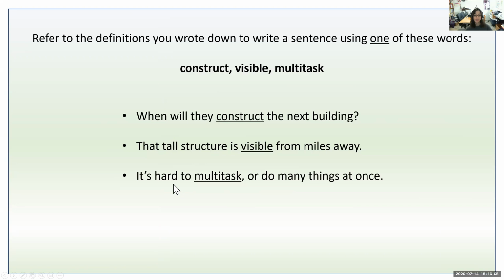Alrighty. And again, if your sentences look different, that's perfectly fine. The goal of this exercise was just to use these new vocabulary words, some of them may be new, some of them not, in context. And all of these vocabulary words had a Latin or Greek root word, which is really nice. So like struct and vis and multi, those are all either Latin or Greek.